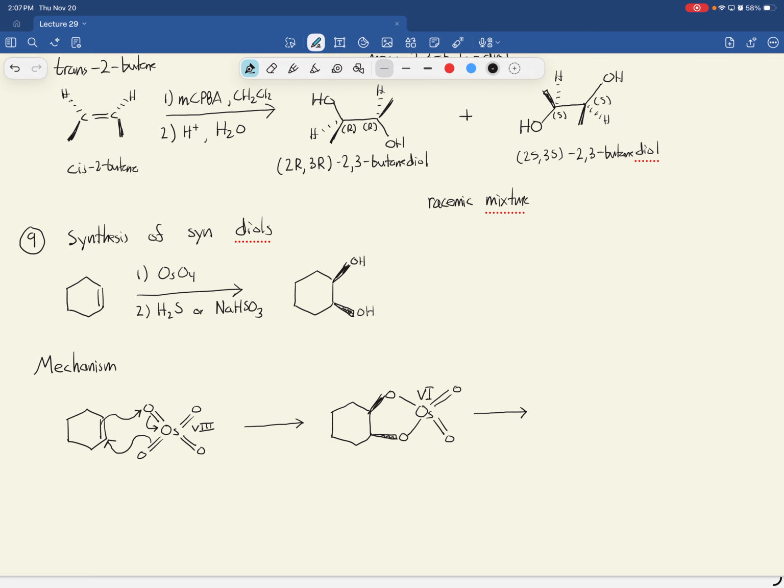And then the second step is reduction. You're going to cleave those oxygen bonds with H2S or sodium bisulfite. Okay, so that's going to cleave those bonds. You don't have to know the mechanism. I haven't found one, so I think it's unclear. So what happens here is that you're going to cleave these bonds and add pretty much an H to the oxygen. So you cleave those bonds and generate the syn diol as your intermediate.